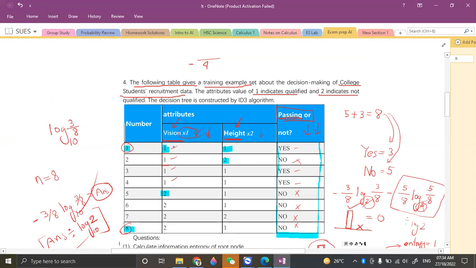Firstly, let's have a look here at the vision, the first condition. In the vision we have 2 things. One is 1, and 1 means qualified. And we have 2, which means not qualified. So in the vision attribute, we have 2 conditions, 1 and 2. Let's calculate the first condition here, 1. We have 1, 2, 3, 4. We have 4, 1 here, so that's why we write down minus 4 here.